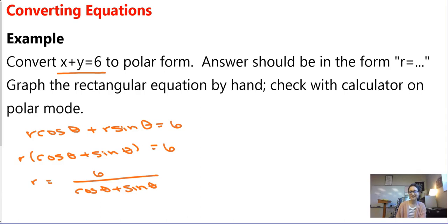So again, if we want to convert an equation from rectangular to polar, just make that substitution that x is r cosine theta, y is r sine of theta. Get your r terms on one side so that you can factor that factor of r out and divide and get r by itself.